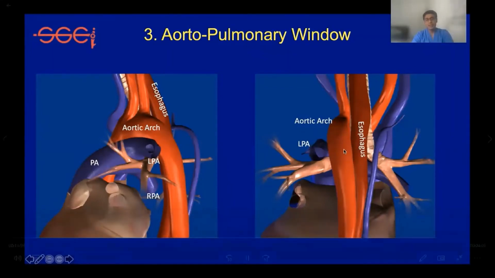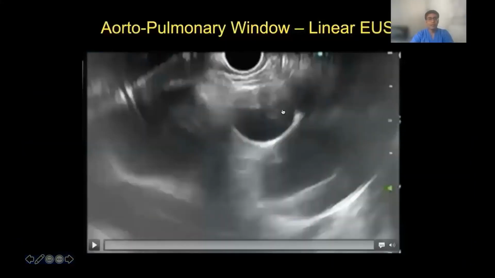The second method is evaluating from the posterior structure, that is the descending aorta. So from the descending aorta, if we apply a clockwise torque, we can see the AP window at 90 degrees. So actually this is a single movement from anterior to posterior, and the AP window comes in between. So we can do it either way. Let me show this on the aortopulmonary window.